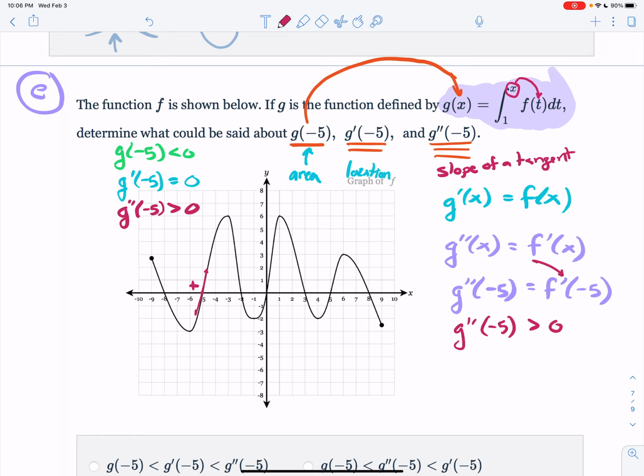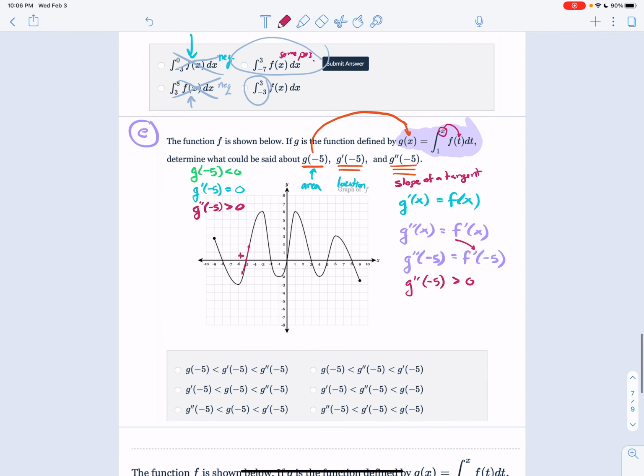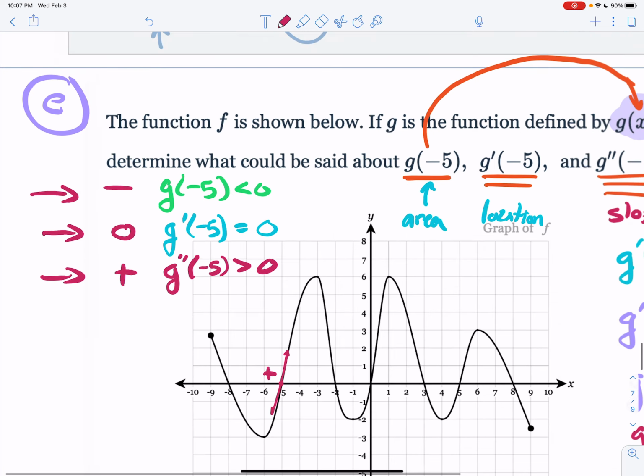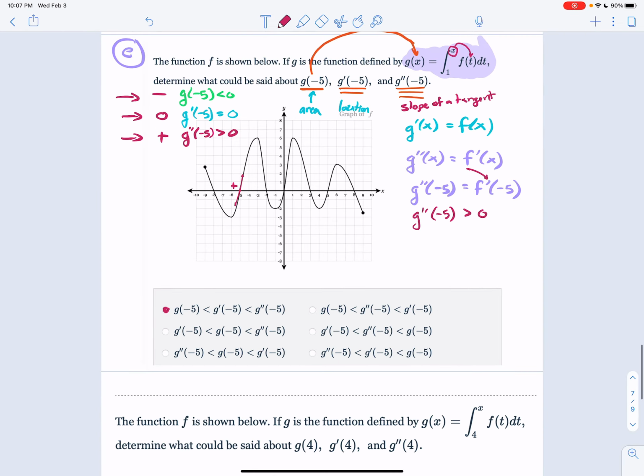Actually doing the problem, piece of cake. So down below here, you guys have seen these type of problems before. You got to put them in order. So I know that this is negative, this is 0, and this is positive. So obviously the smallest value here will be g, then g prime, and then g double prime. So you're just looking for that down below. I believe it's the first choice. Boom. And that's it.